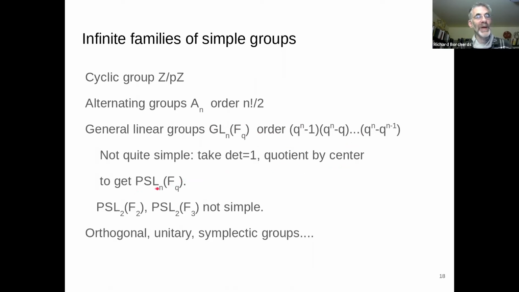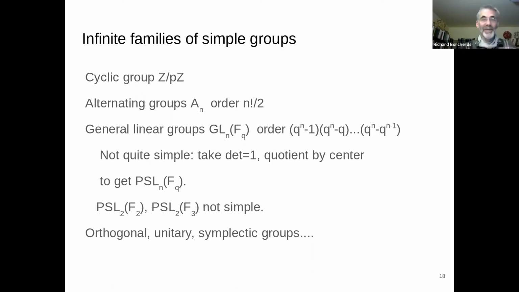If you do this, you get a group called PSL_2(F_q). The P stands for projective, which means quotient out by the center, and the S stands for special, which means take determinant equal to 1. So the groups PSL_n(F_q) are simple, except they're sometimes not, because there are 2 exceptions. This gives you some hint of why the classification of simple groups is so complicated, because there are exceptions to almost everything. These 2 exceptions have to be dealt with somewhere in the proof.